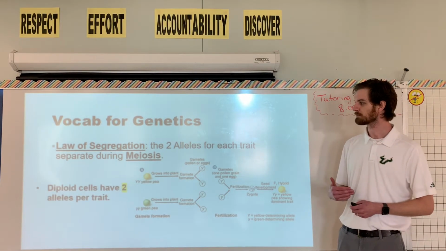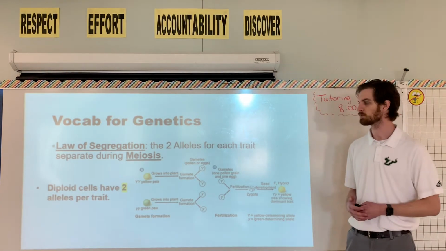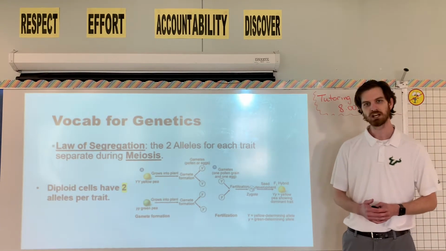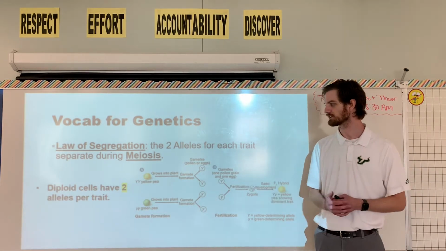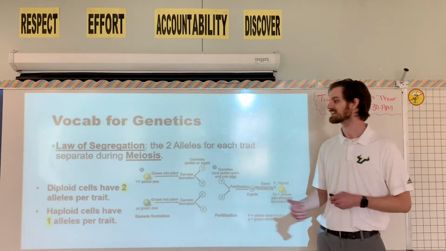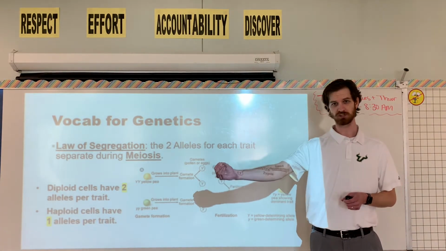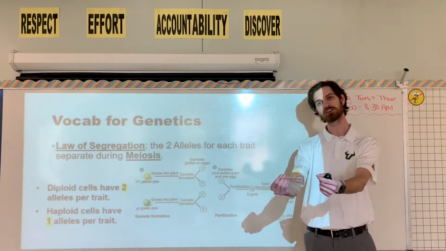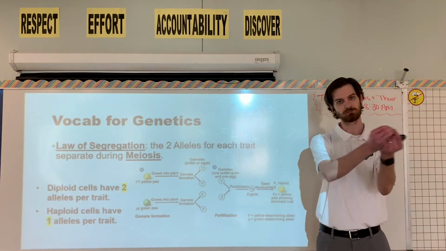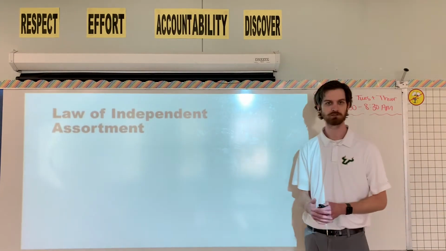Now, what's cool about this is that diploid cells, like a skin cell or an eye cell or something like that, will have two copies of every allele. So they'll have two alleles per trait representing the full genotype, whereas sex cells will only have one allele. That way, a sperm cell has the one allele, an egg cell will have the other corresponding allele, and then we match those together to make our genotypes. And that's what's being done with Punnett squares.